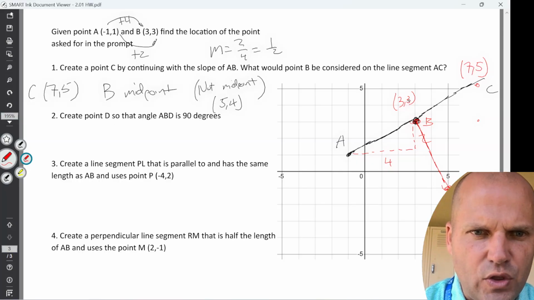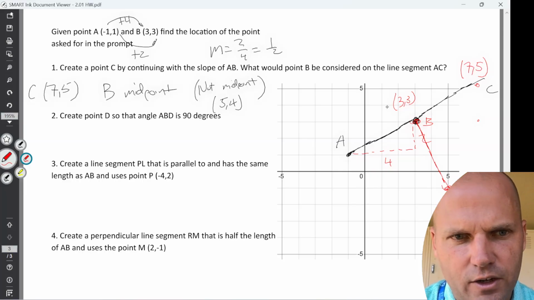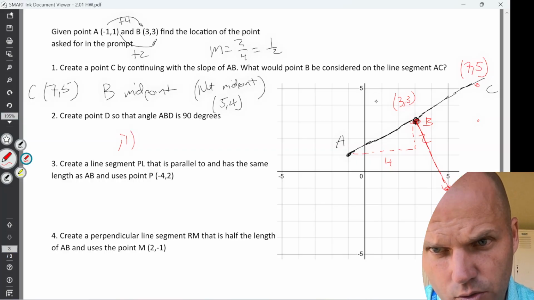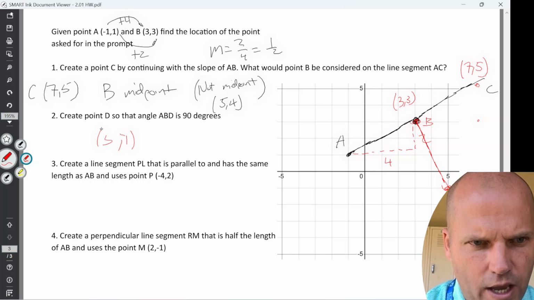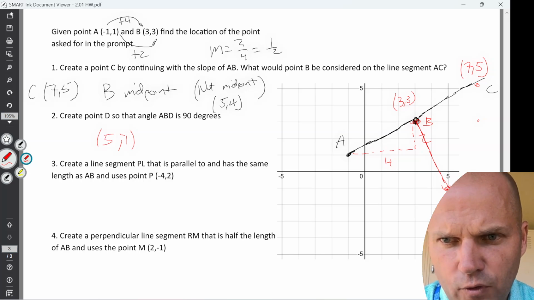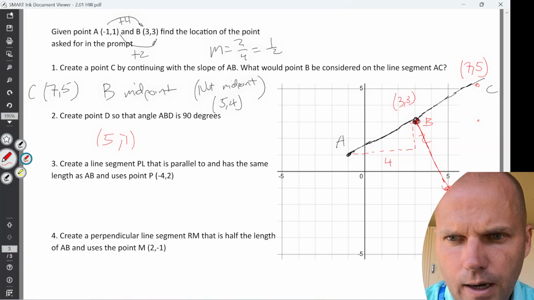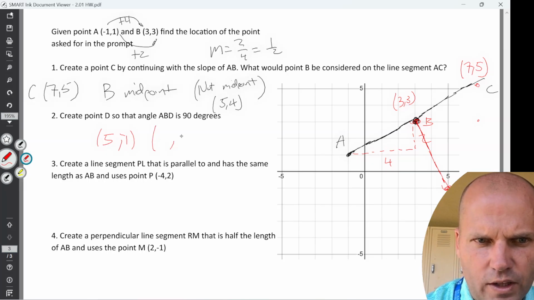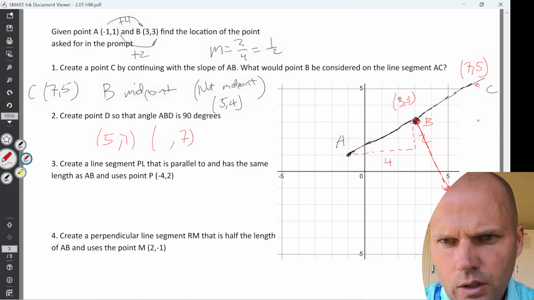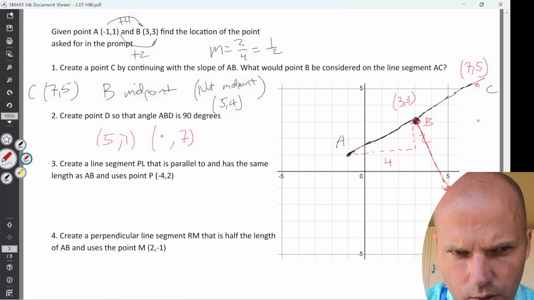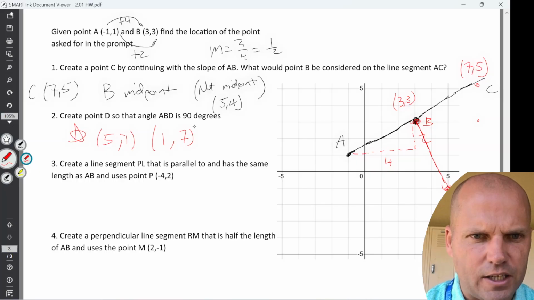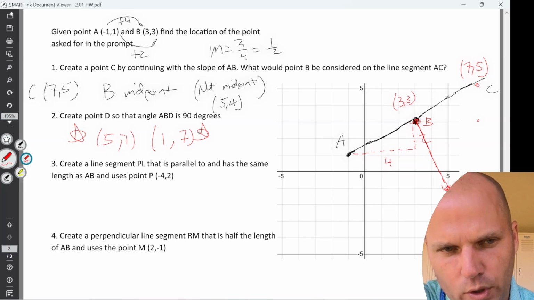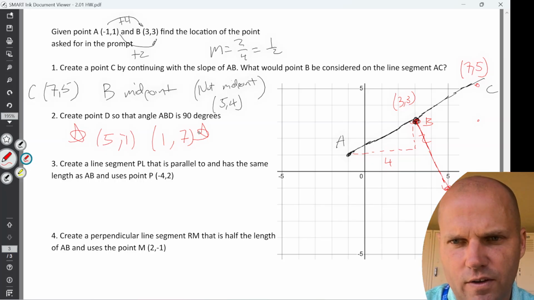So if I go down 4 from y of 3, that'll take me to a y-coordinate of -1. If I go to the right 2, that would be an x-coordinate of 5. Conversely, we could have gone up 4, left 2. If I go up 4, that's a y-coordinate of 7. Left 2 would be an x-coordinate of 1. So here are possible places for point D: you could have 5, -1, or you could have 1, 7.